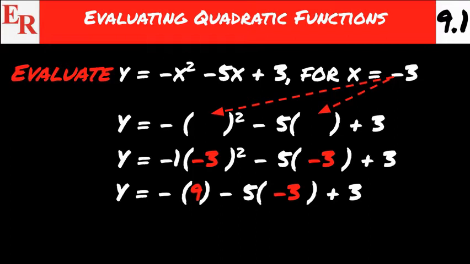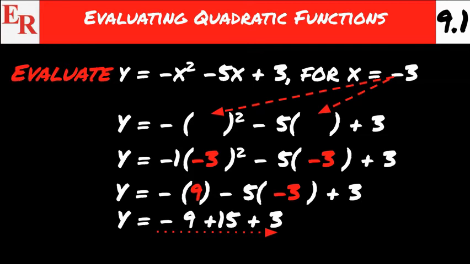So now we have a -9 minus 5 times a -3. Now I just said times, and multiplication comes before addition and subtraction. So I need to take care of that -5 times -3 in the middle next. Last, I do my addition and subtraction from left to right. So I do -9 plus 15, which is 6, plus 3, which is 9. So my final value after evaluating this quadratic is 9.